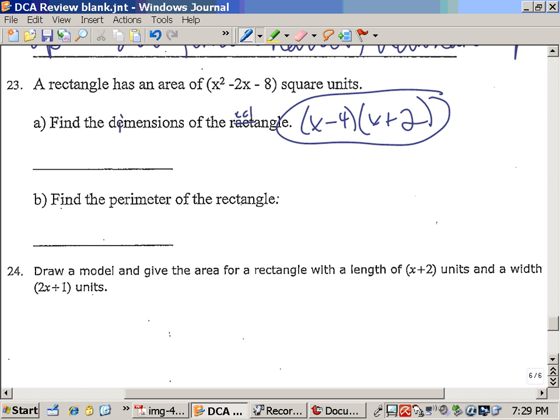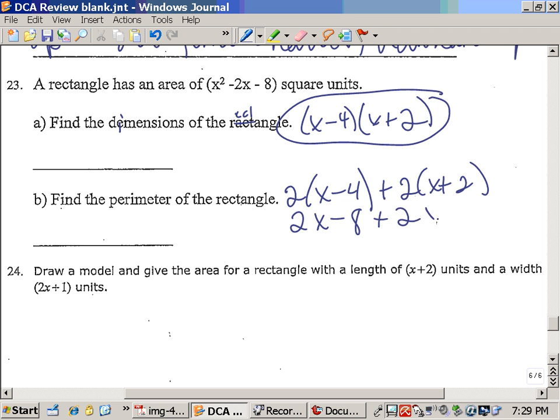Now I need to find the perimeter. I have 2x minus 4s, and I have 2x plus 2s. So that's going to be 2x minus 8 and 2x plus 4. 2x and 2x is 4x, and negative 4 plus 8 is minus 4.